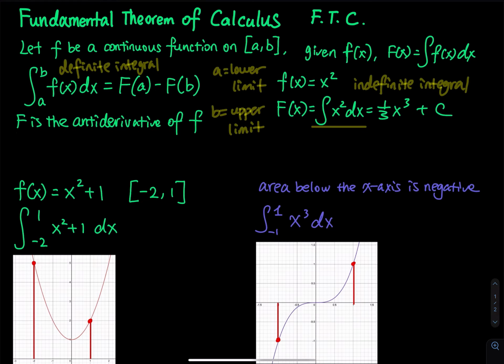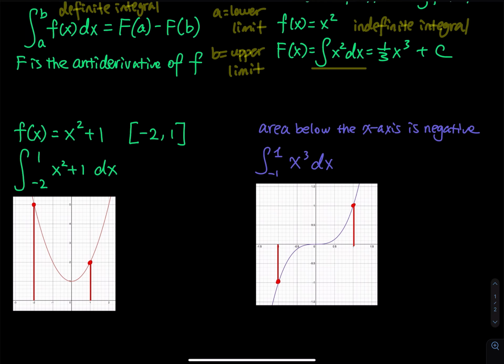In the next example, I have f of x equals x squared plus 1, and the interval is from -2 to 1. First of all, we will set up a definite integral. So we have the integral from -2 to 1, x squared plus 1 dx. So how do we do this? First of all, we integrate, right? So how do you integrate, or take the antiderivative of, x squared plus 1?